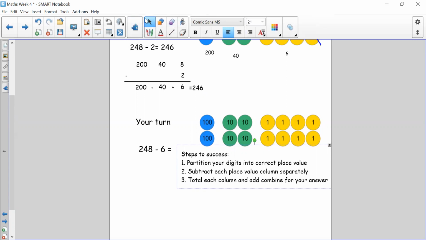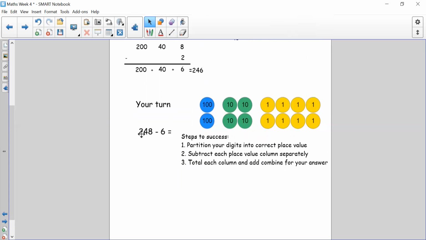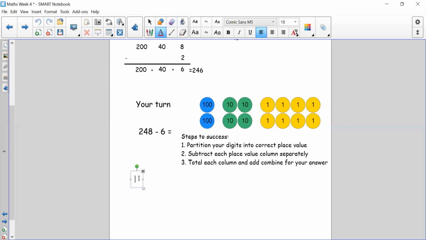Okay, welcome back everyone. Let's have a look at what we need to do first. So we have 248 take away 6. Well, my first step says I need to partition my digits into the correct place value. So we need to partition 248. This is what it's going to look like partitioned. 200, 4 10s, I have 40, and I have 8 ones. Okay, now I'm going to subtract 6. So take away 6. 6 needs to go in the ones column because that is what I am taking away, making sure I keep all my digits underneath each other.